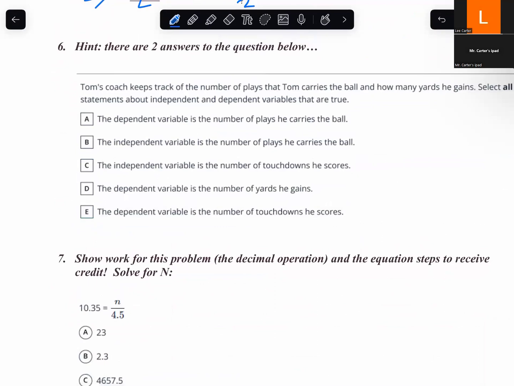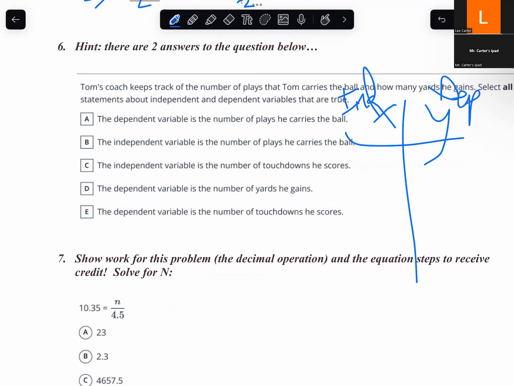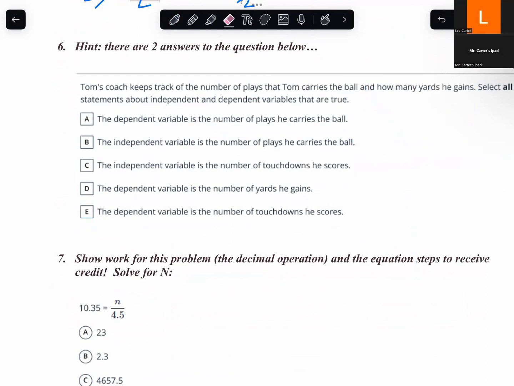All right, and then number 6, there are 2 answers to the question. Tom's coach keeps track of the number of plays Tom carries the ball and how many yards he gains. All the statements about the independent and dependent variable. So if you think about it, this is X, Y like this. So the independent variable will be his carries, right? And then the dependent variable would be how many yards he gets. Okay, so let's see. The dependent variable is the number of plays he carries. No, that's the independent. That's what's controlled. Independent variable is the number of plays he carries the ball. Yes. It has nothing to do with number of touchdowns. And then dependent variable is the number of yards he gains. Okay. And then dependent. All right.